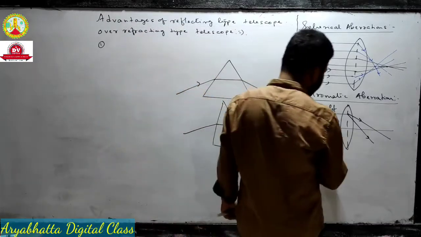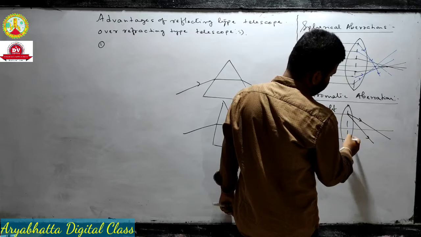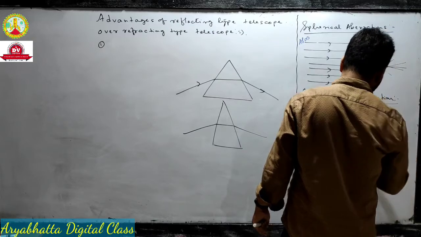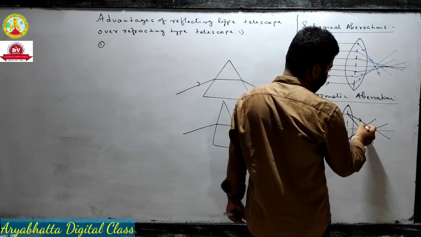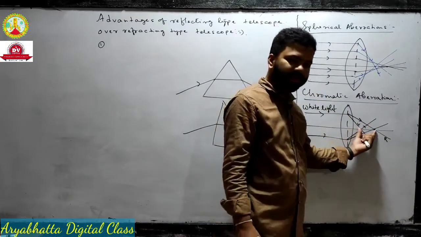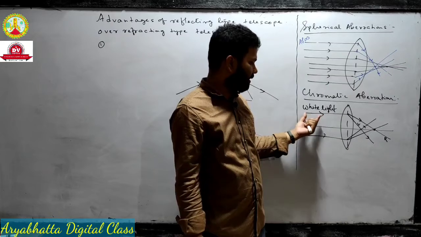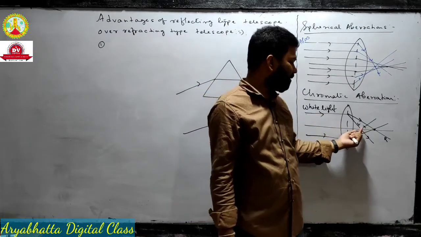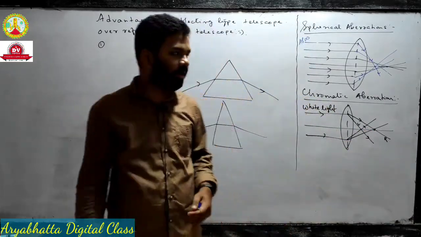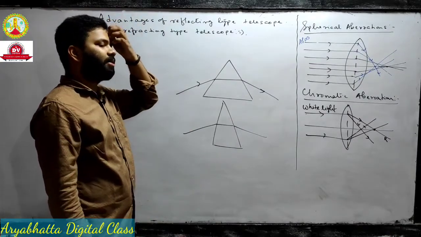Imagine another white light, then what will happen? The red color will suffer the least deviation, so this one will be for red, and the violet color will suffer the maximum deviation, so this will be for violet. So these are the 2 focuses for white light that is incident. How many colors will you get? There will be 7 colors, meaning 7 different focuses. So that is the problem with the lens. One is spherical aberration, and the second one is chromatic aberration.